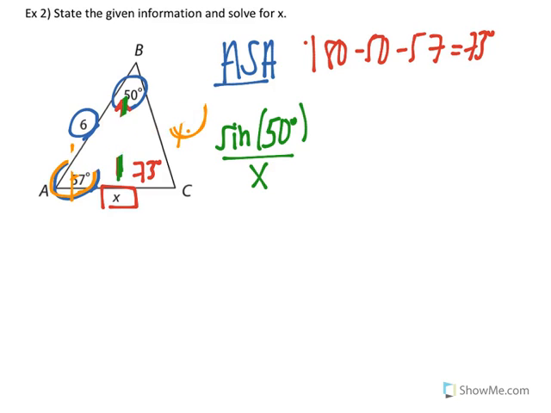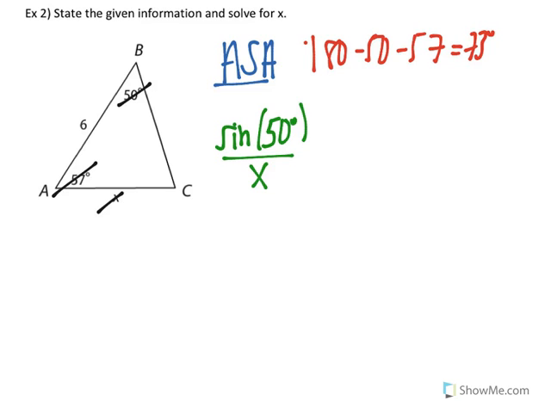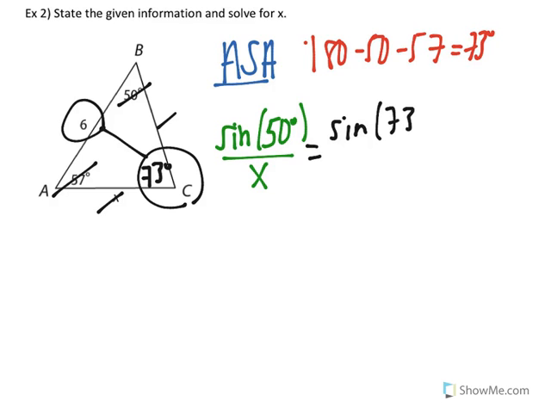So what am I left with? Well, let's clear this off again. We already know we're using x and 50. So those two are out, so we know we're using x and 50. We can't use 57 degrees because we don't know the side across from it. But we did find angle C to be 73 degrees, and we know the side across from that. So we're going to have sine of 73 degrees over 6.